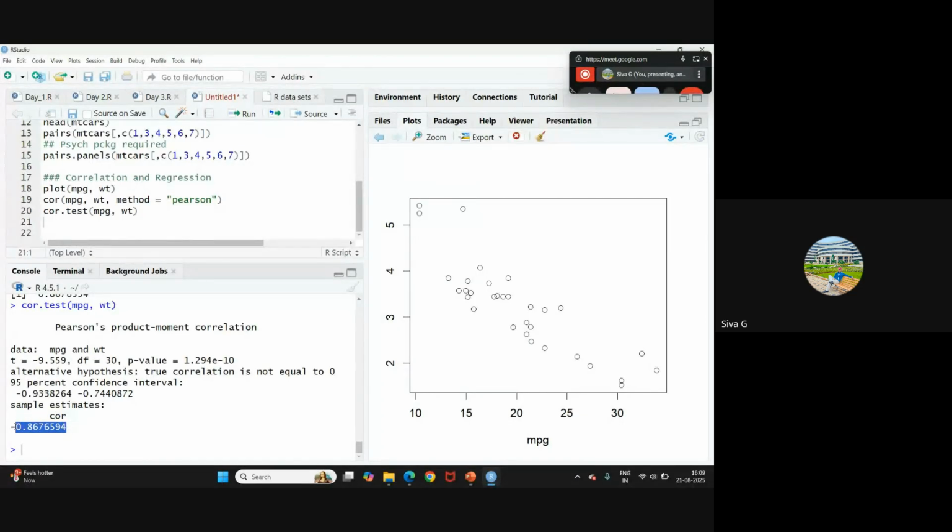This is a correlation of minus 0.86, the same correlation we got in the previous one, and this is the p-value. The p-value is close to zero, so we can say there is a strong relationship between the variables. So I can say that the identified correlation is strong enough to fit a regression model. I hope you understand how we have to test.